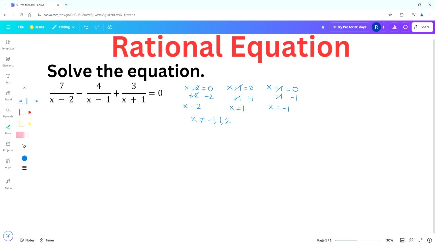Now we can start solving this equation. We have to get rid of the denominators in the three terms. For that, we should multiply each term in this equation by the lowest common denominator. The lowest common denominator is x minus 2 times x minus 1 times x plus 1. So we should multiply each term on both sides of the equation by x minus 2 times x minus 1 times x plus 1.